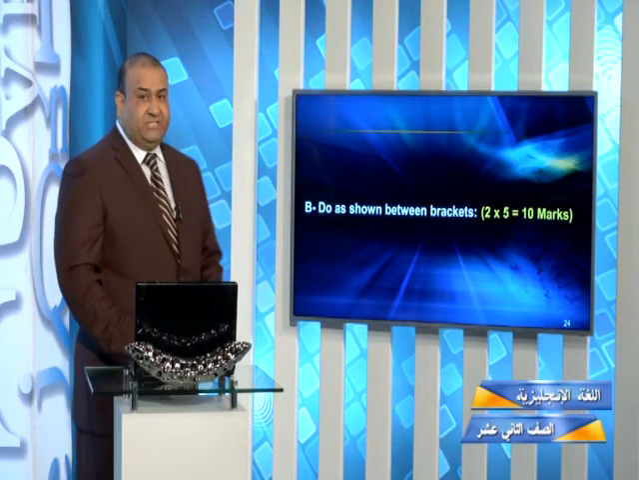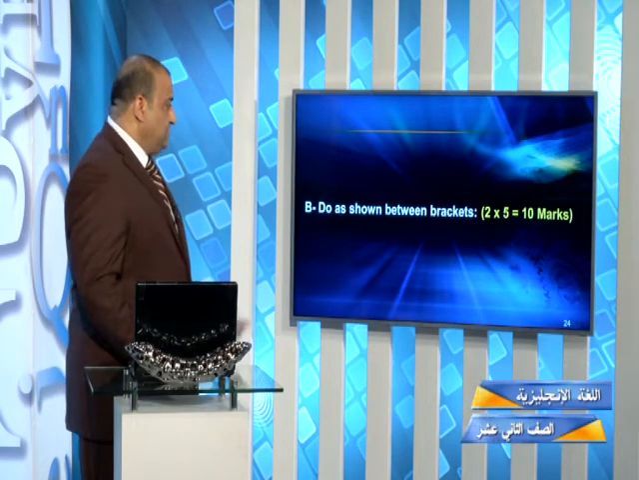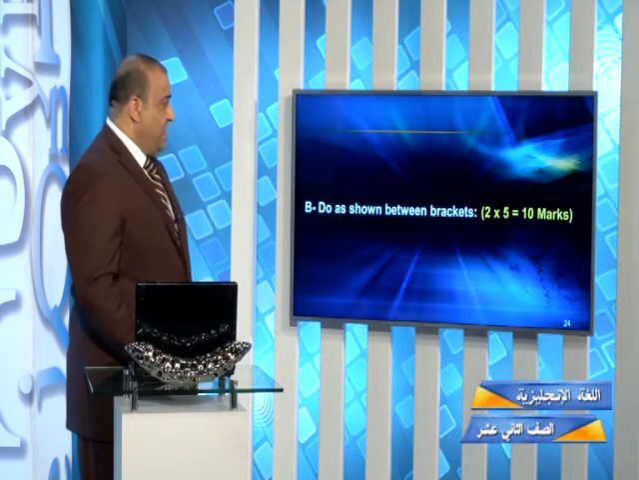Let's move now to the second question in grammar, which is do as shown between brackets. We have two items. Every item is allotted 5 marks, so the total mark is 10.